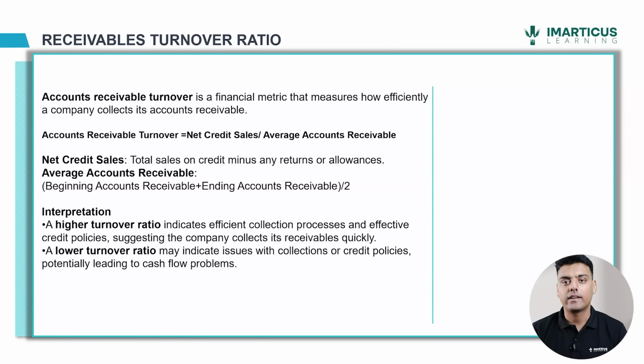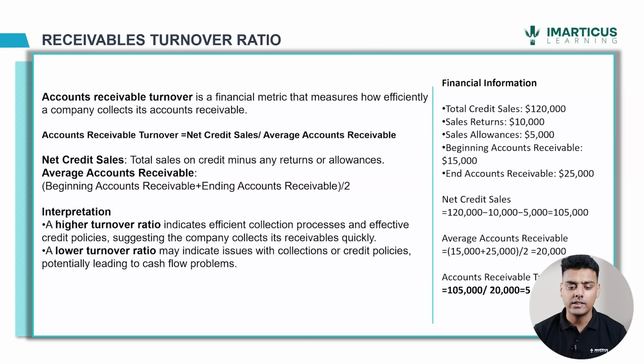The next ratio we look at is receivables turnover ratio. What is the receivables turnover ratio? Receivables turnover ratio tells me how effectively I am able to collect my outstanding accounts receivable. The formula: net credit sales divided by average account receivables.